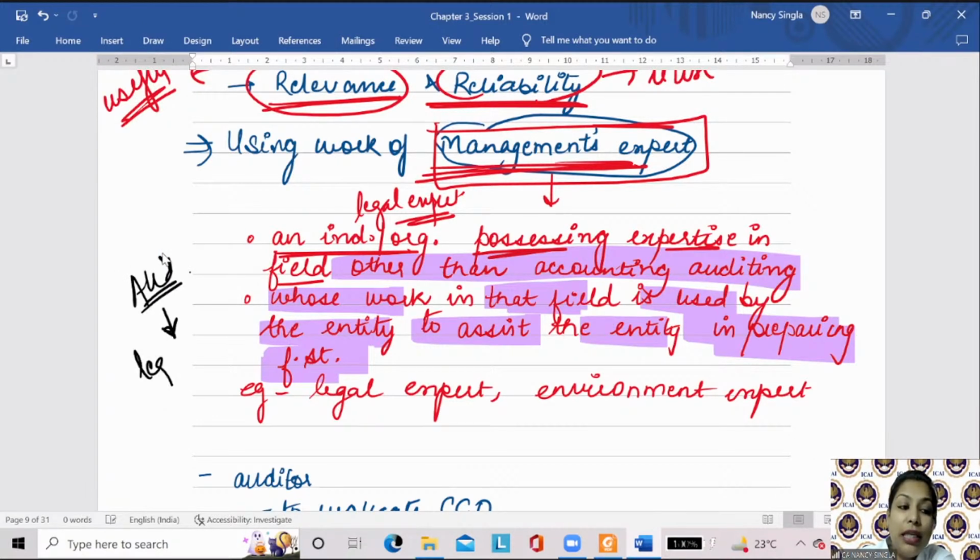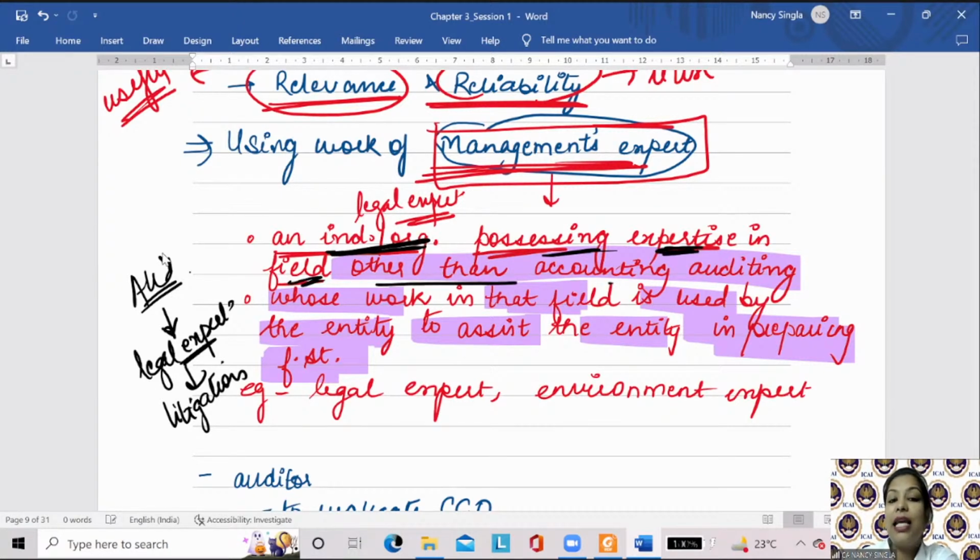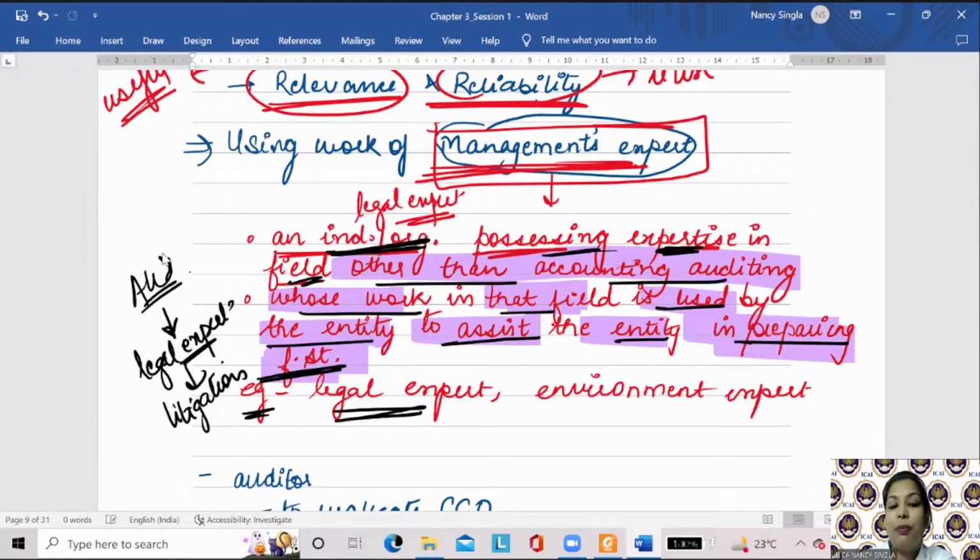an opinion from the legal expert as to whether, with respect to a litigation, a contingent liability is sufficient or a provision is to be made, right? So an individual or organization possessing expertise in a field other than accounting and auditing, whose work in that field is used by the entity to assist the entity in preparing financial statements. Example, a legal expert or environment expert. Okay? So this is what a management expert is.